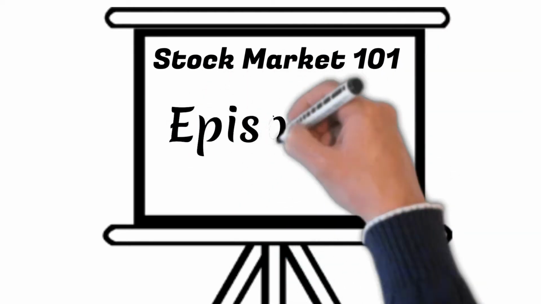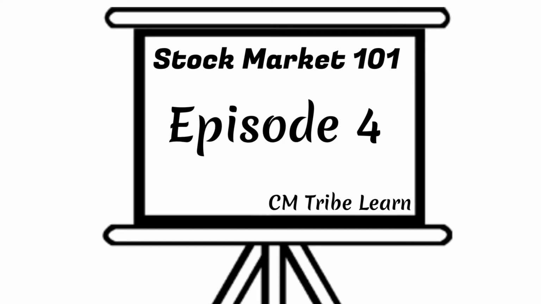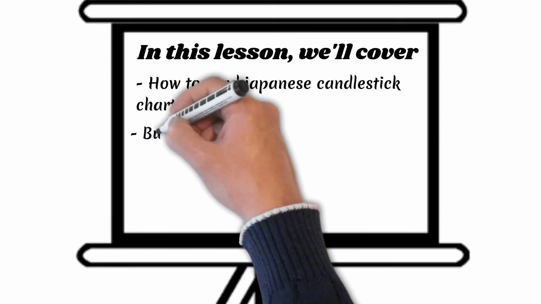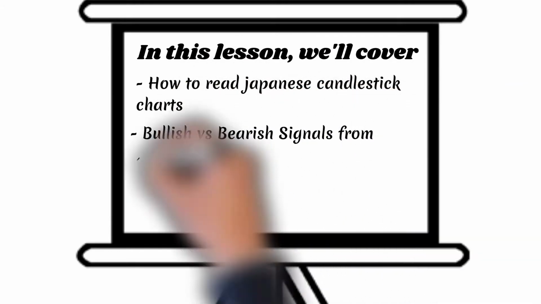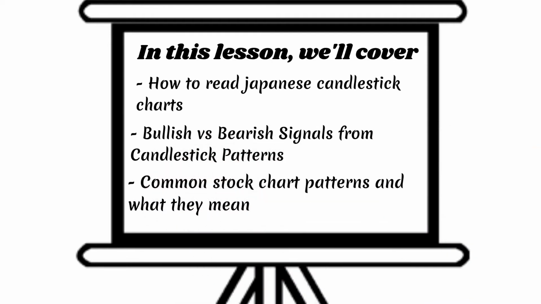In the previous lesson, we looked at some stock investing strategies, how to diversify your stock portfolio, and how to read a stock chart. Please see the description below for the link to episode 3. At the end of this lesson, you'll know how to read a Japanese candlestick chart, signals you can get from candlestick patterns, and common stock chart patterns and what they mean.